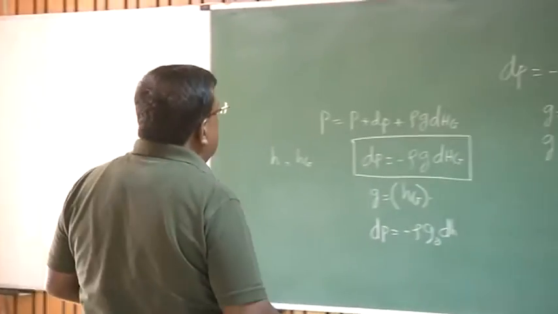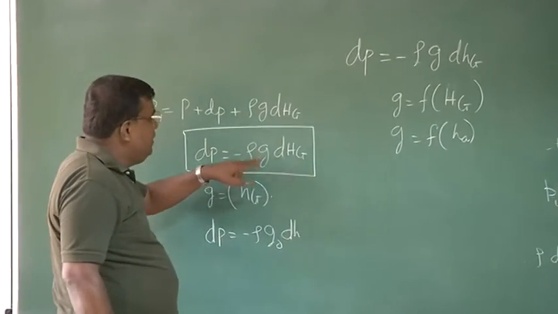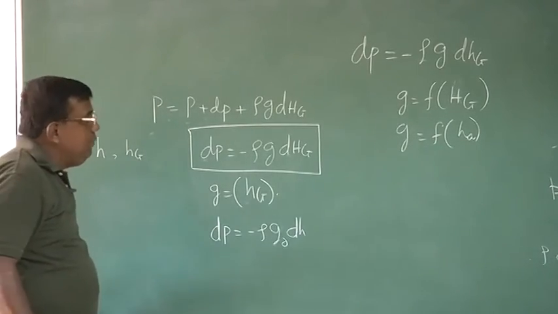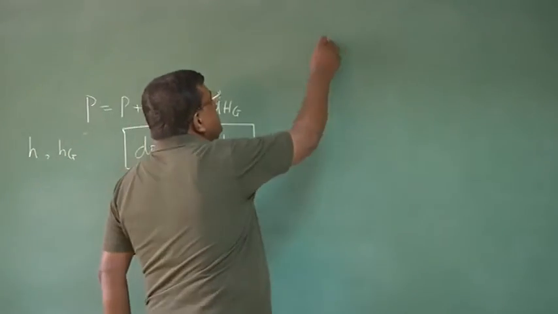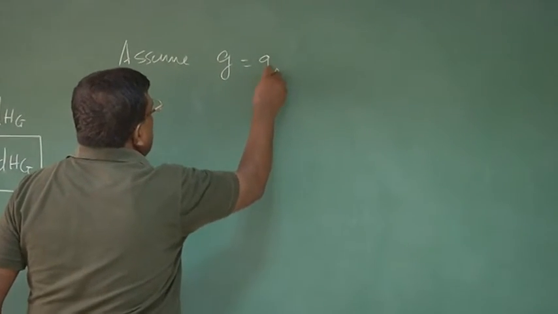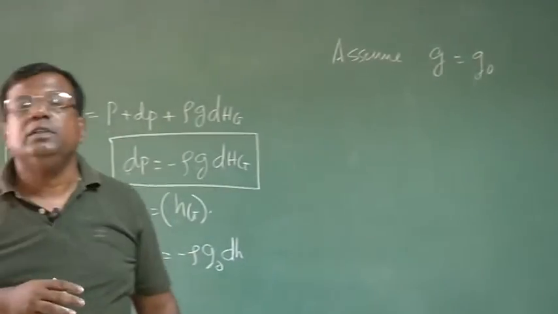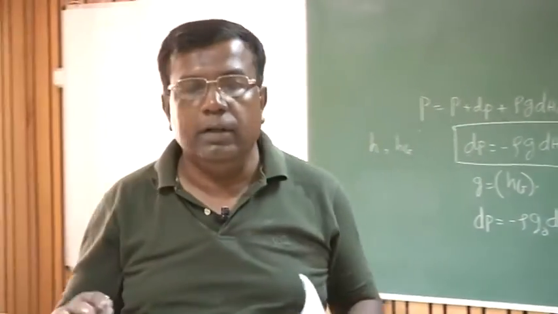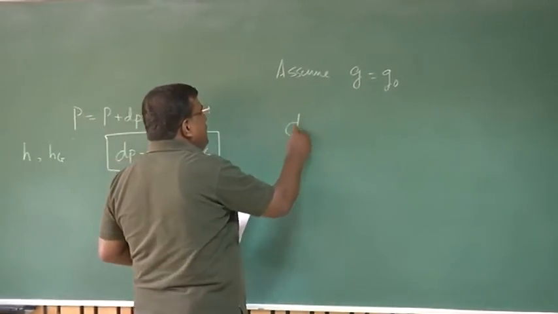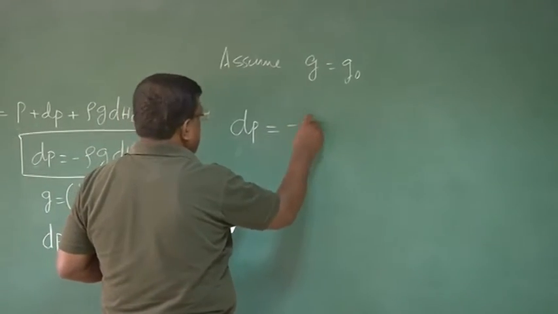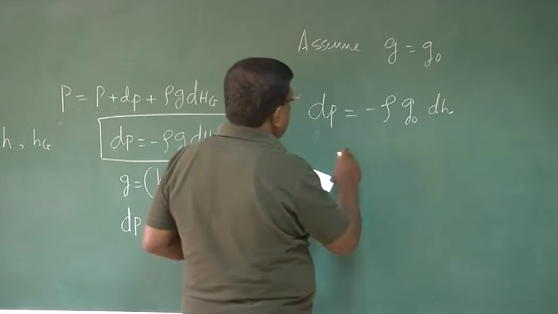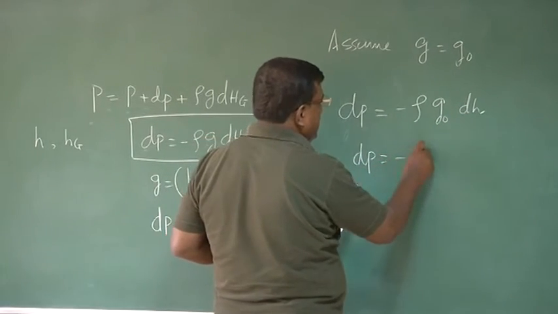But since dHg is there, you could see if G becomes a function of Hg, then the integration becomes a little complex. So what is done for simplicity? Assume G is equal to G naught. That is, we are assuming that the value of G is the value of G at sea level. Okay? That is constant. So now you could see for the same differential pressure, I am writing minus rho G naught dH.